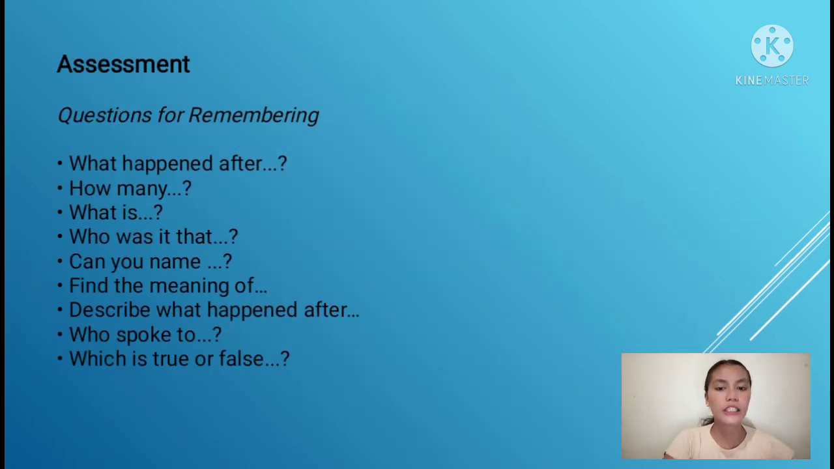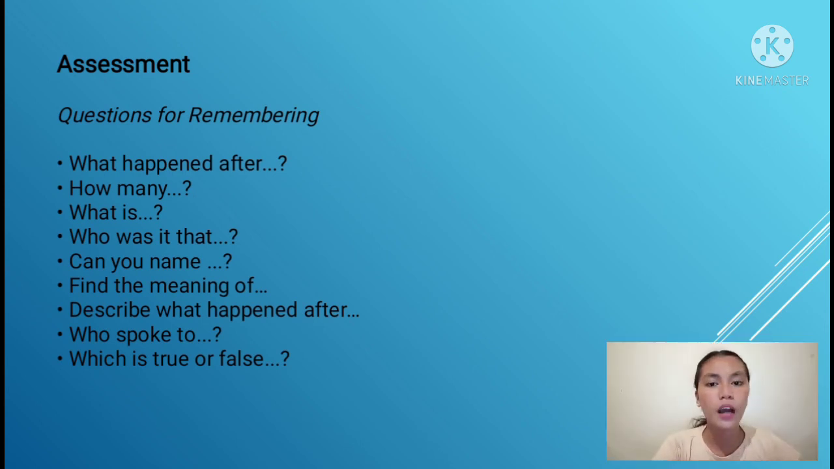So now let's proceed to the Bloom's Taxonomy assessment that guides the teacher in classifying the cognitive level of the students in answering the given and asked questions. So the following are assessment or questioning for each revised term. In remembering, the following questions are: what happened after, how many, what is, who was it that, can you name, find the meaning of, describe what happened after, who spoke to, which is true or false.